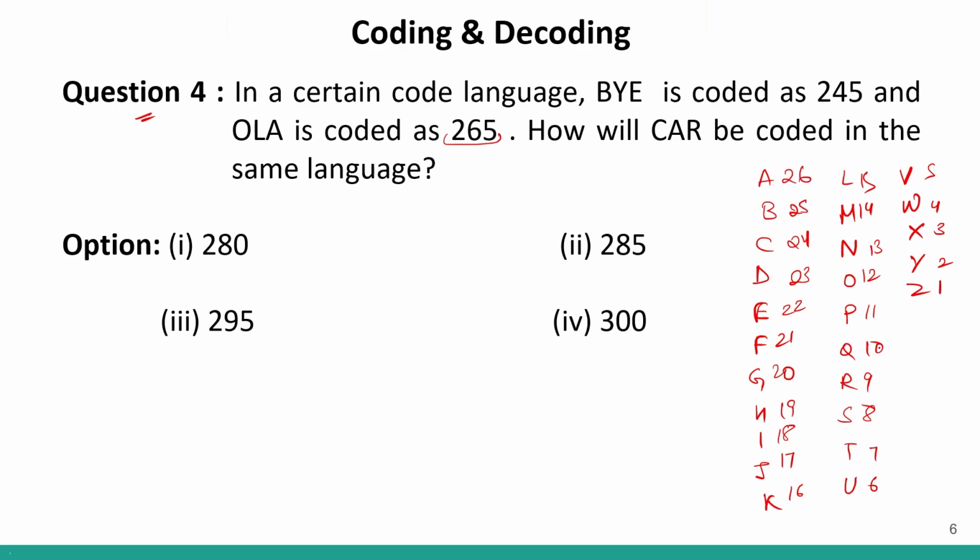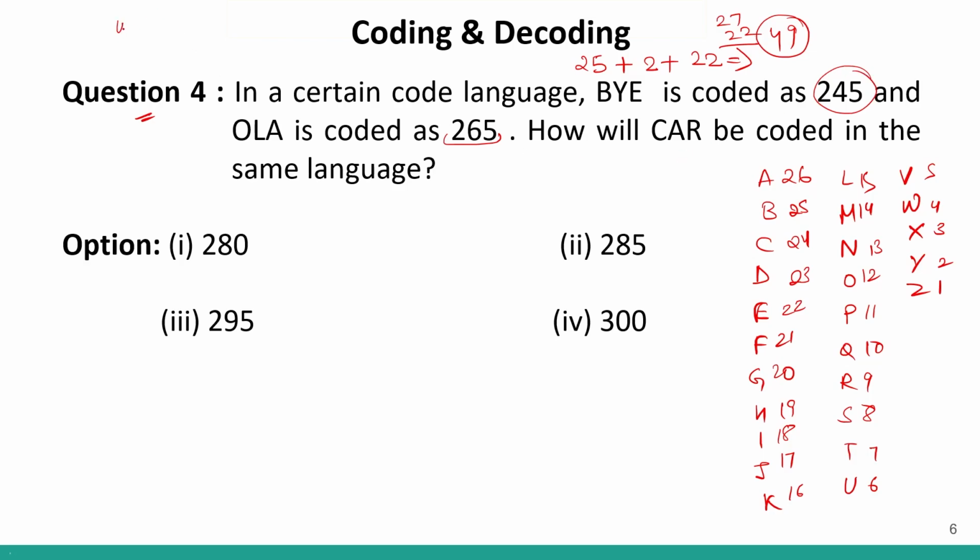So find the sum of backward ranks. B is 25. Y is how much? 2. And E is how much? 22. So now if I find the sum, this is 25 and this is 2, 27 plus 22, this will be 49. So how is 49 related to 245? Do we see a relation?